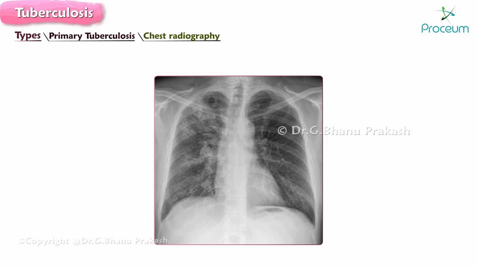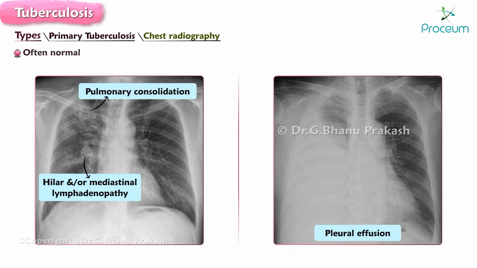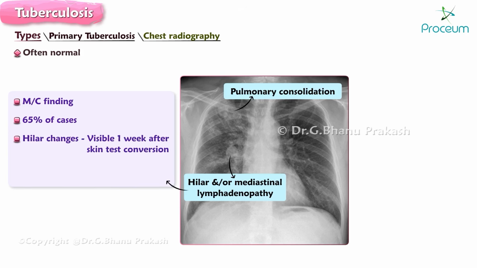Chest radiograph. In primary pulmonary tuberculosis, the chest radiograph is often normal. Common radiographic changes include hilar and/or mediastinal lymphadenopathy, pulmonary consolidation, and pleural effusion. Hilar lymphadenopathy is the most common finding and occurs in 65% of cases. Hilar changes are visible as early as 1 week after skin test conversion and within 2 months in all cases.